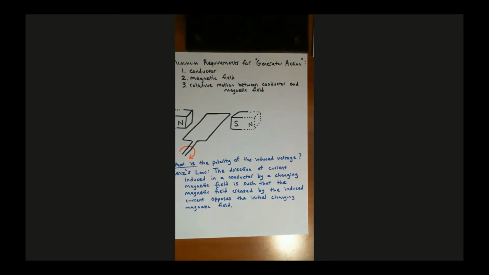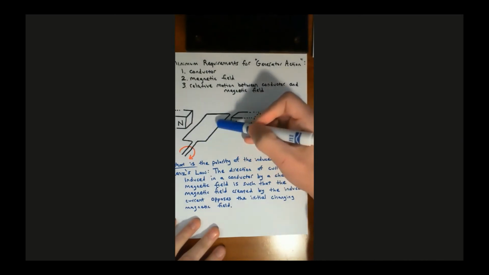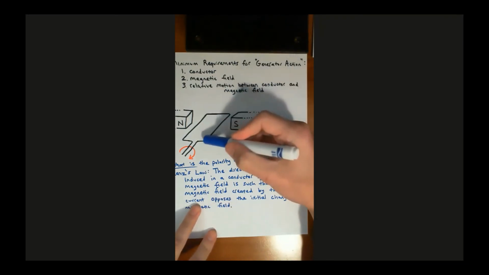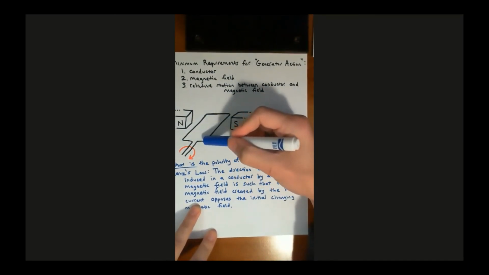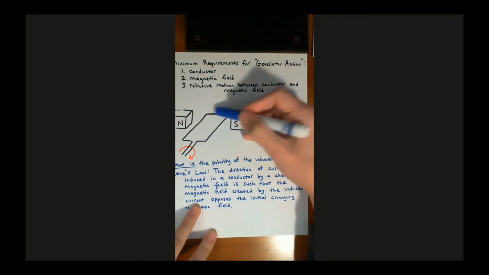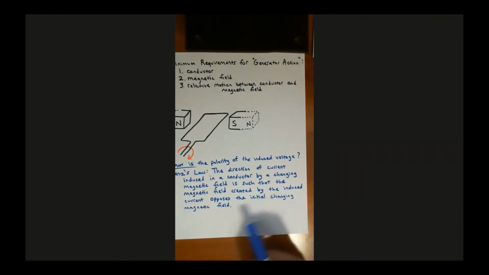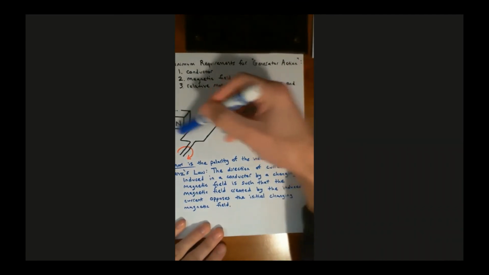The direction of the current induced in a conductor by a changing magnetic field, so that's the direction of the induced voltage here that results in a current flow, is such that the magnetic field created by the induced current, so this is the magnetic field created by the current as it flows through the armature, either this way or this way, we don't know yet, is going to oppose the initial or original changing magnetic field. That's this magnetic field going from north to south.